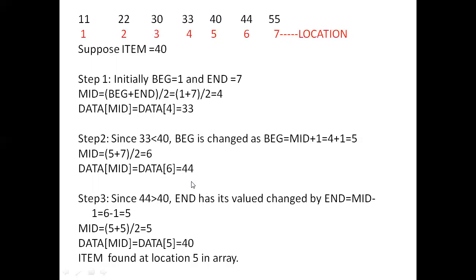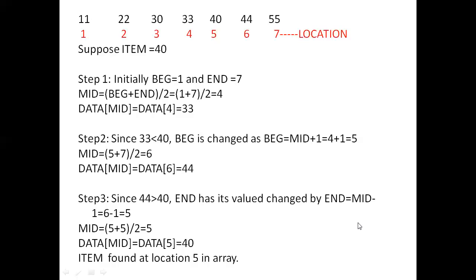Now you have to check the condition. What is the condition we have to check? 44 is the new mid element. 44 is greater than 40. Yes, the condition is true. Now what do we have to change? We have to use a formula. What is the formula used? End is equal to mid minus 1. So the end value is changed by end is equal to mid minus 1.